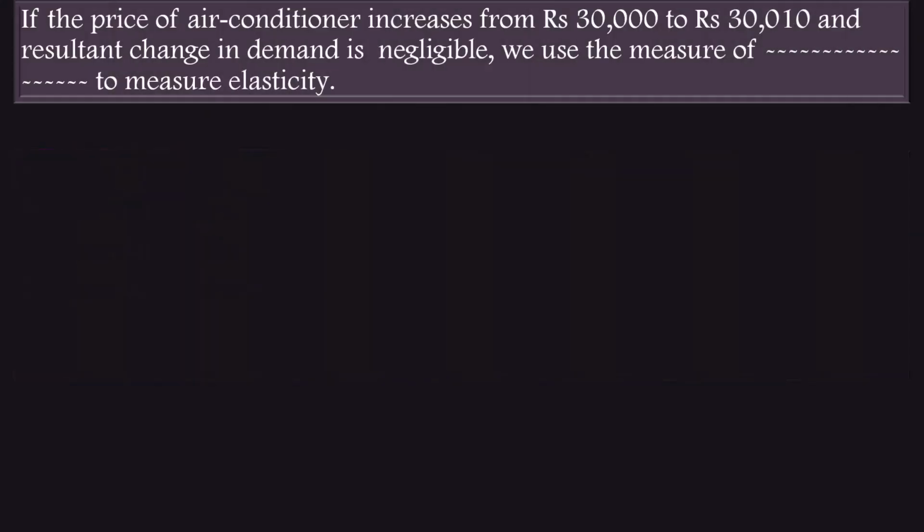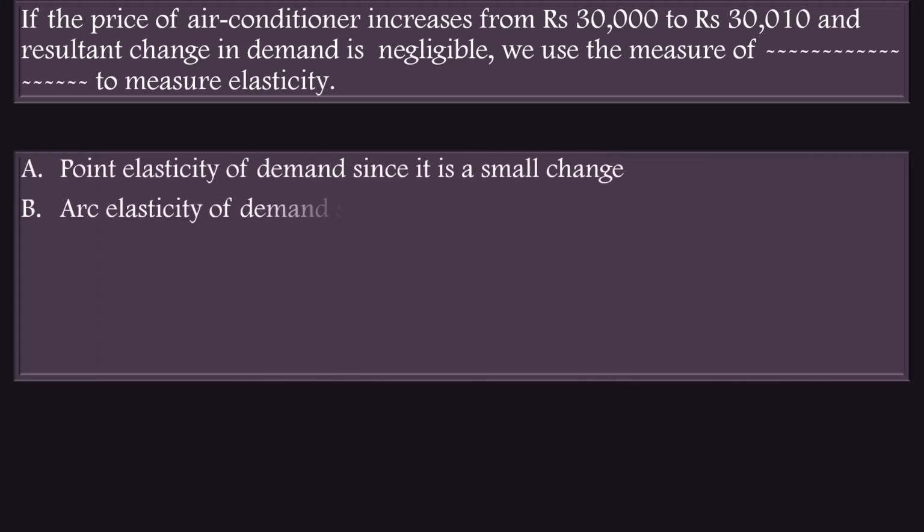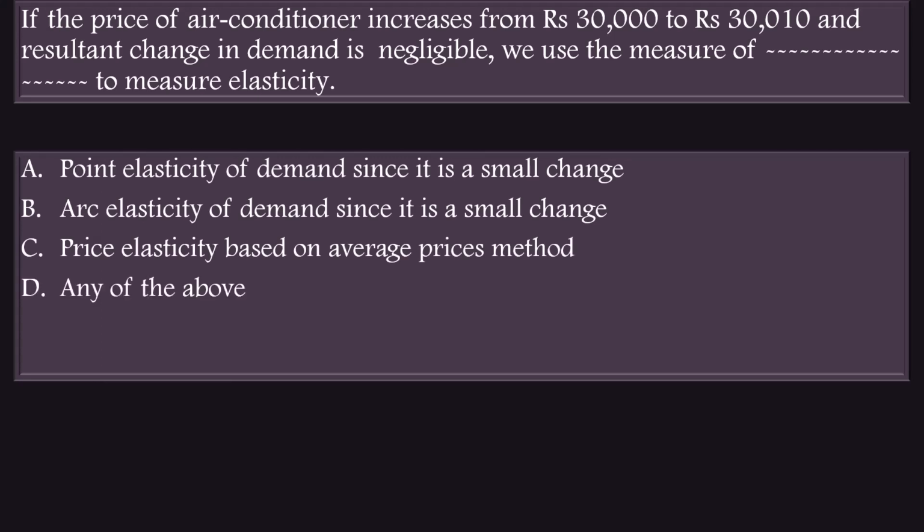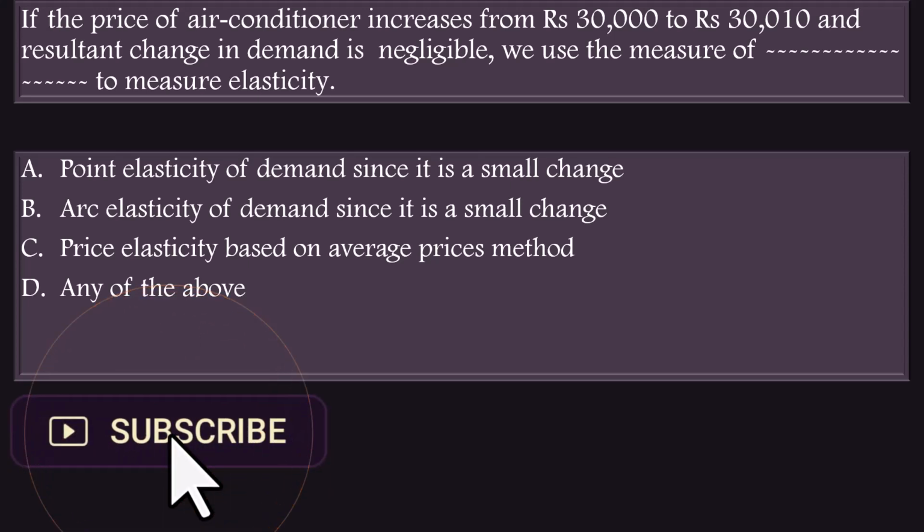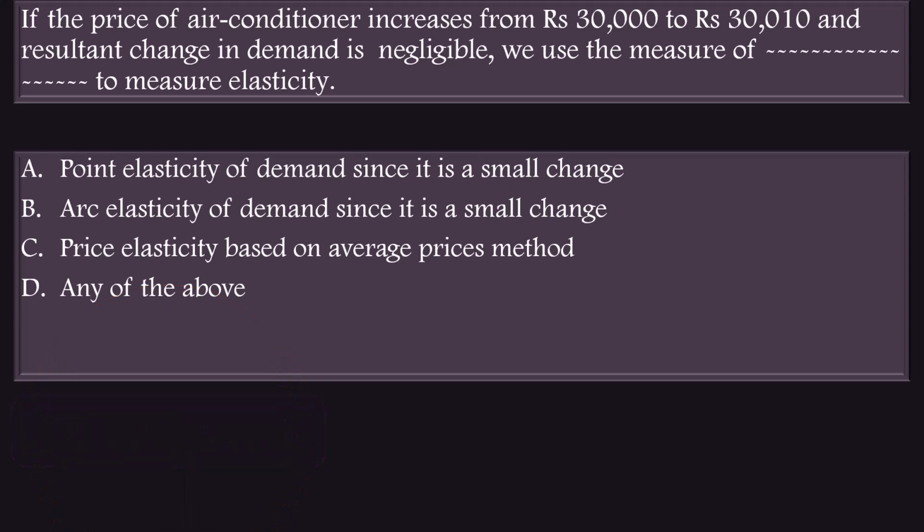Fourth question. If the price of air conditioner increases from 30,000 rupees to 30,010 and resultant change in demand is negligible, we use the measure of dash to measure elasticity. Options. A. Point elasticity of demand since it is a small change. B. Arc elasticity of demand since it is a small change. C. Price elasticity based on average prices method. D. Any of the above.